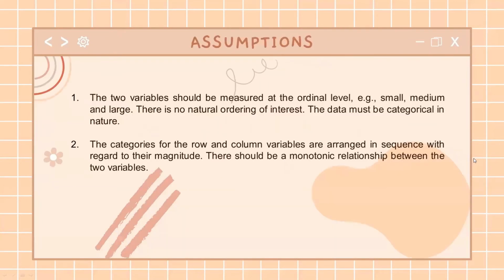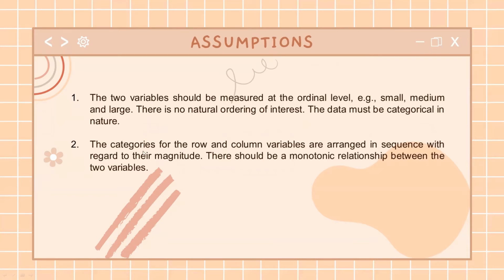For the assumptions, we have two. First, the two variables should be measured at the ordinal level. For example, the order of the size is small, medium, and large. Ordinal variables also include Likert scales. There is no natural ordering of interest. The data must be categorical in nature.